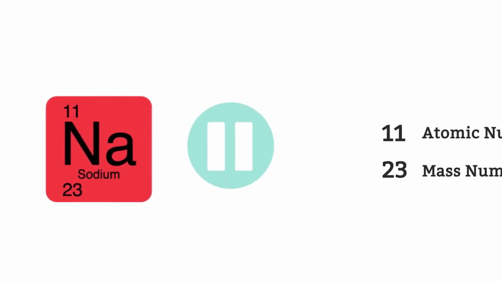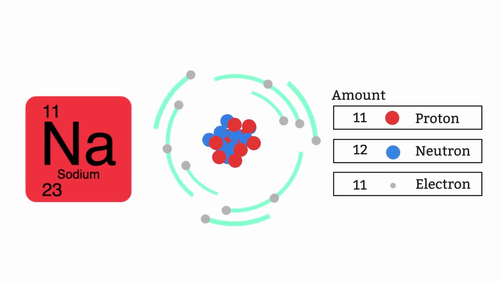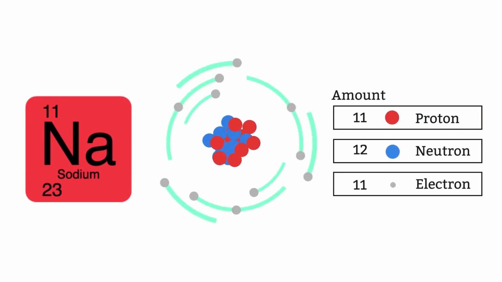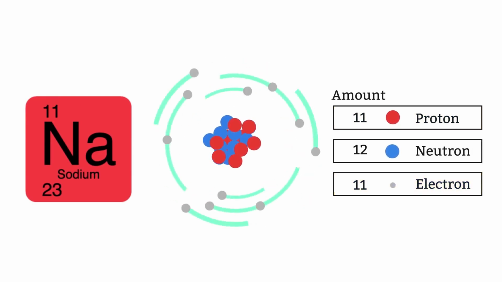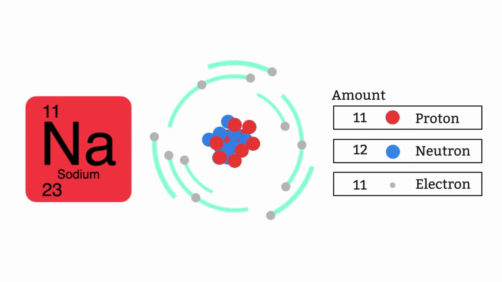Time for the answer. There are 11 protons in sodium because this is the atomic number. So there must be 11 electrons too. There are 23 minus 11 neutrons, which makes 12.